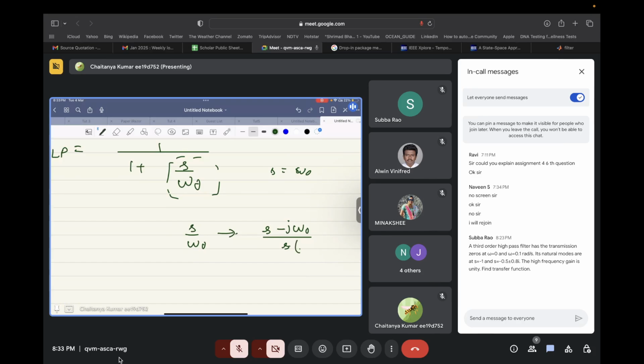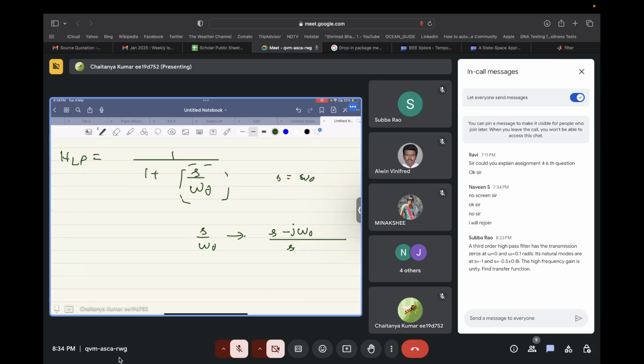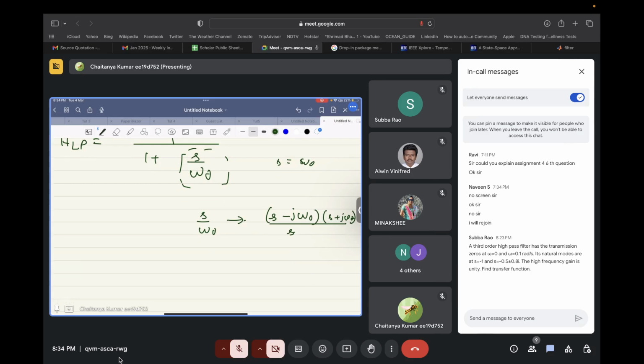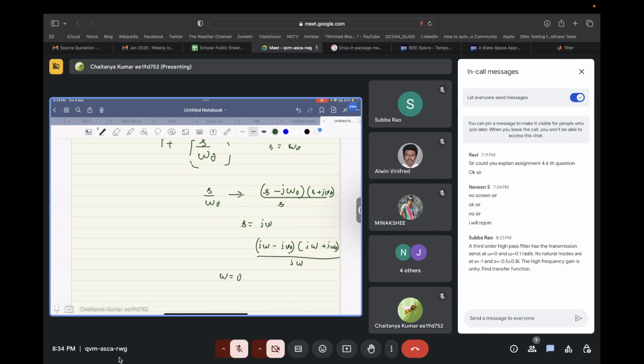so if I have over here s plus j omega naught. No, wait. This times s plus j omega naught. So what happens now? If s is equal to j omega, we will have j omega minus j omega naught times j omega plus j omega naught divided by j omega. So at omega equal to 0, let's call this term some s alpha. So at omega equal to 0, we have s alpha tending to infinity.